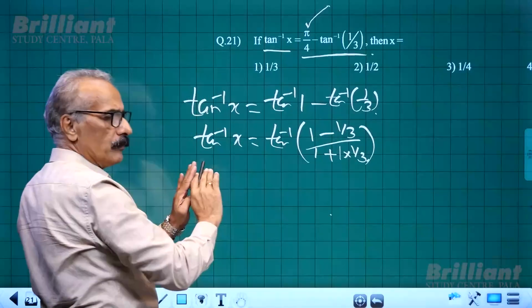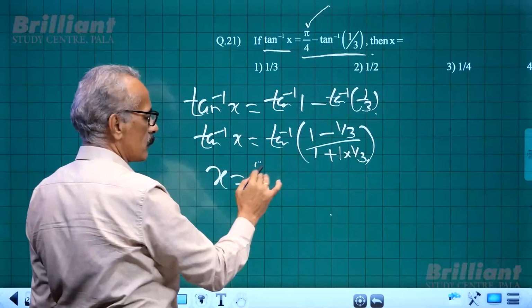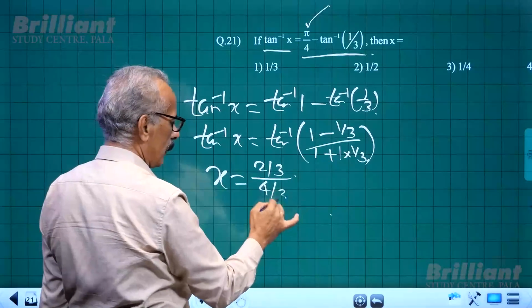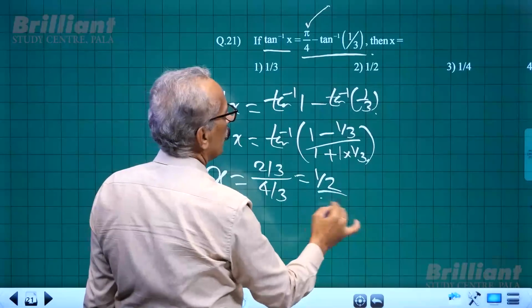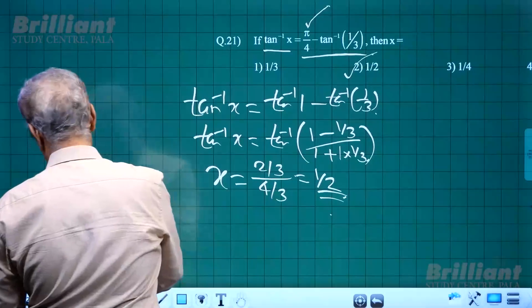Take tan on both sides. So your x will be equal to 1 minus 1 by 3, which is 2 by 3, divided by 1 plus 1 by 3, which is 4 by 3. That is equal to 1 by 2. Your answer is 1 by 2. Ready? On to the next question.